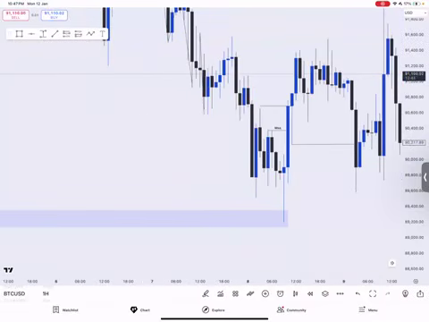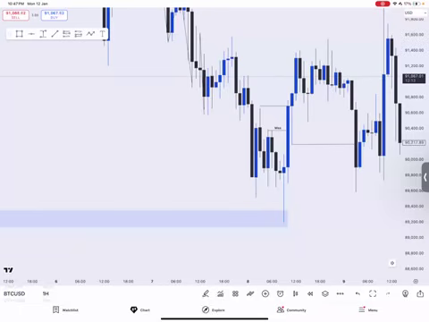So now that we've gotten the liquidity part of the strategy, it's now time to move on to the point of interest where we can actually get into the market. Now, there are two POIs that I pay attention to. There are 2 points of interest that I trade. The first one is an order block. Then the second one is basically a combination of breaker block, mitigation block, rejection, like all those blocks.